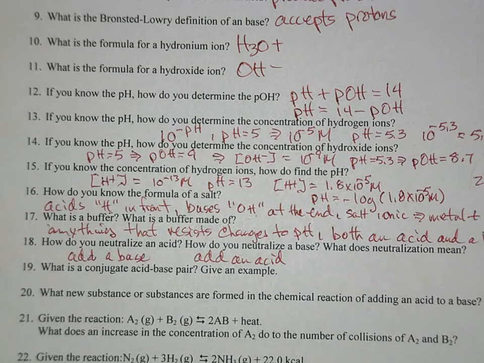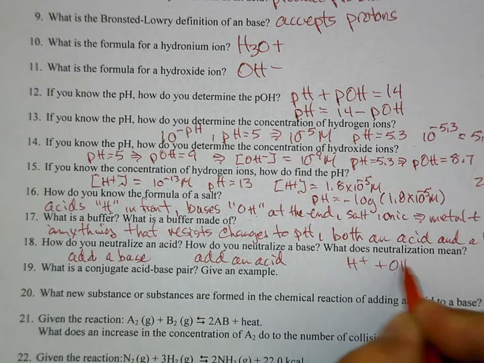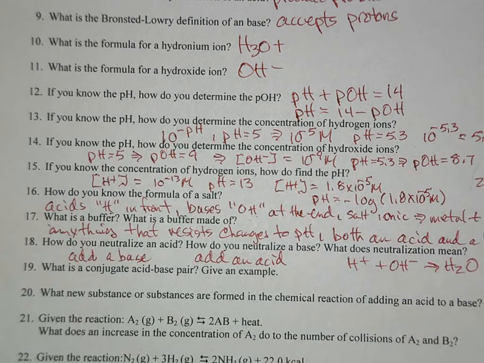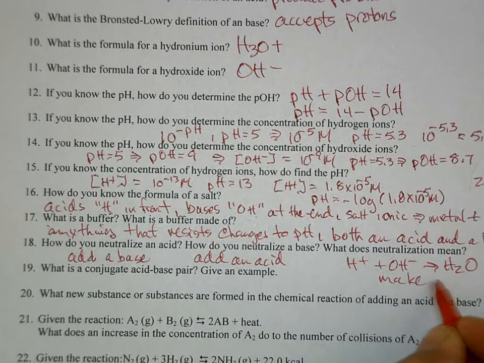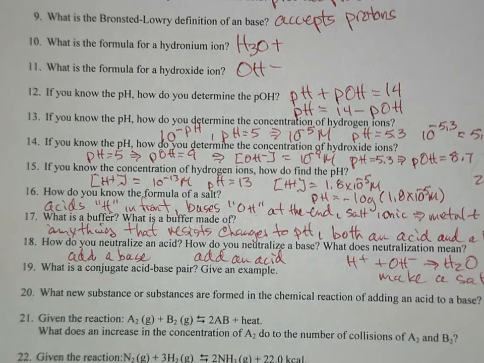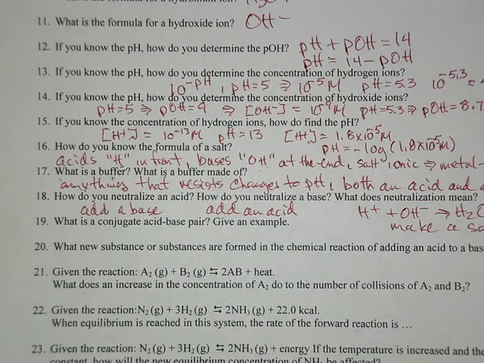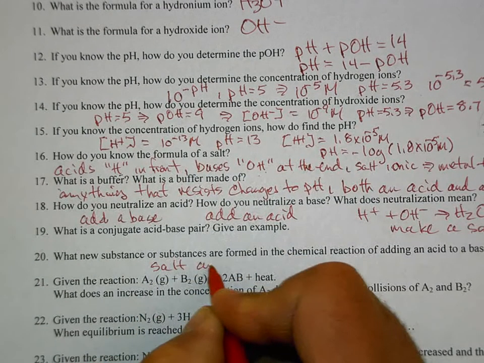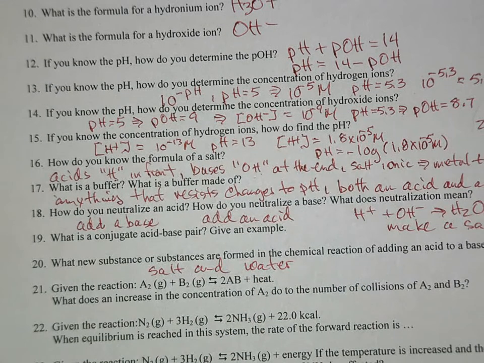What does neutralization mean? Okay, we cancel, basically, think of it this way, H plus and OH minus make water. And, of course, we also make a salt. Which, if we jump down to number 20, what new substance or substances? Salt and water. When we neutralize our acid or base.